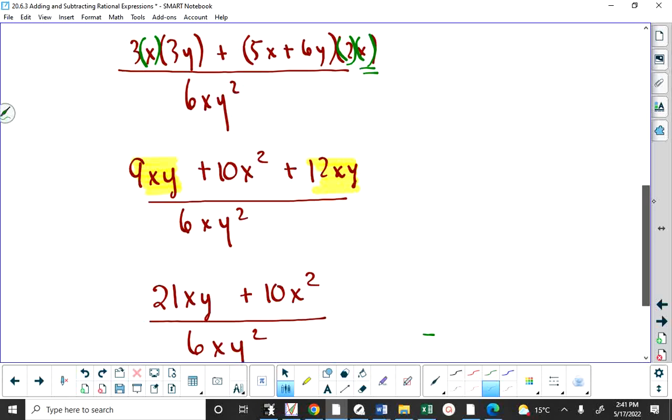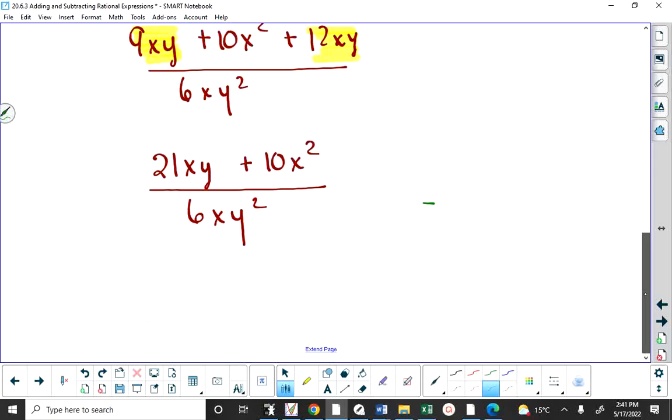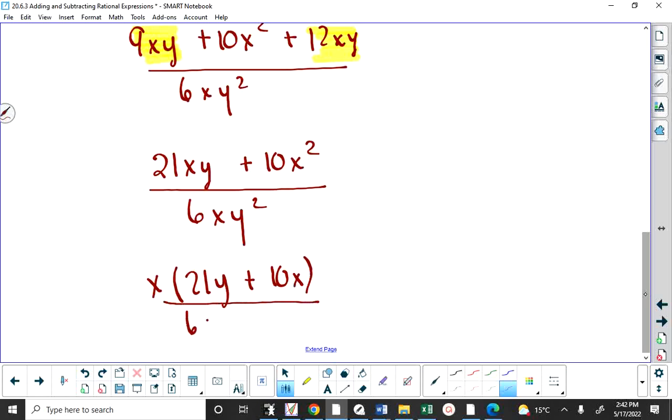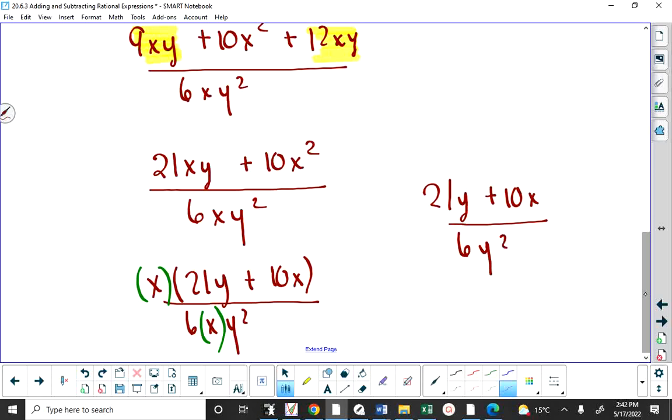But yeah, now we look at the result, which is at the bottom of the screen, and we say, can we simplify? Well, we're back to day one. How do you simplify? Factor and cancel. And there's a common factor of x in the top. And it's over 6 times x times y squared. So x is a factor in the numerator and denominator. We can cancel it and get 21y plus 10x over 6y squared. Of course, x and y are not allowed to be 0.